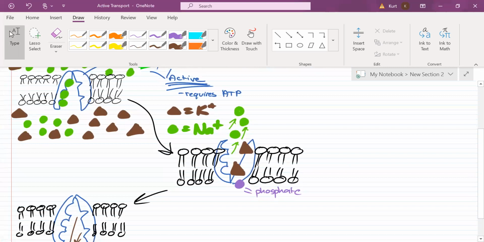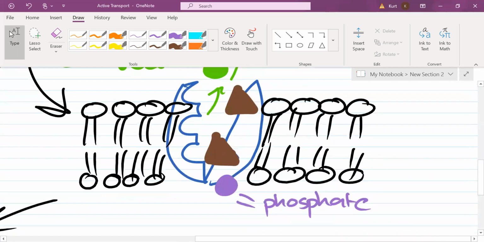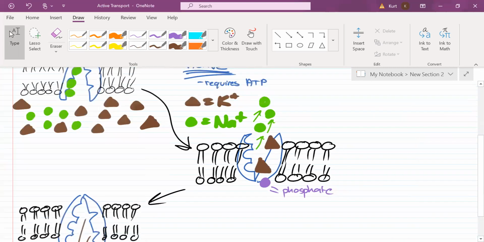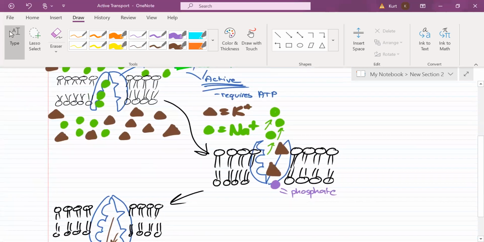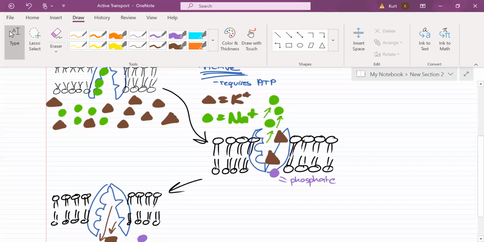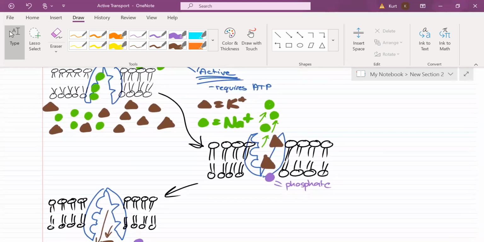When it's on, it's facing the outside of the cell, like here. You see that purple dot? That is a phosphate from ATP. Notice that I do not have that purple dot on these 2 images on the left, because on the 2 images on the left, it's facing into the cell, which is down. That's when it is turned off. The ATP is what turns it on.